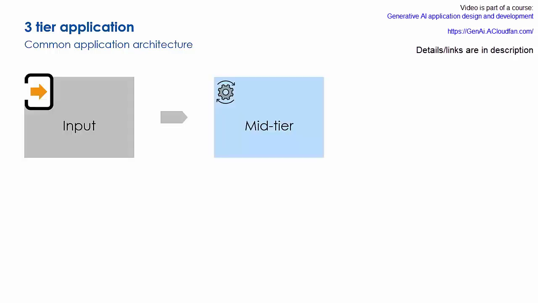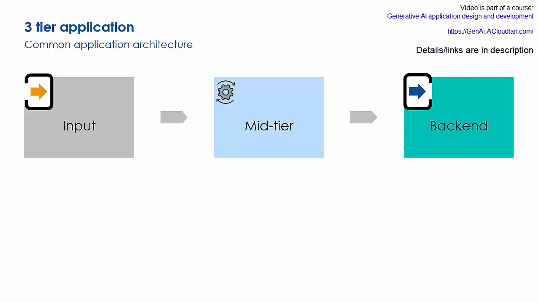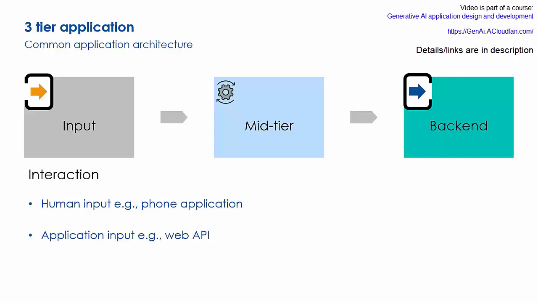A typical application consists of an input tier, a mid tier, and a backend tier. The input tier provides an interface through which the application allows external entities to interact with it. These interactions may be initiated by a human, for example, via a user interface or phone application, or an application input, for example, web API, or a machine such as an IoT sensor.